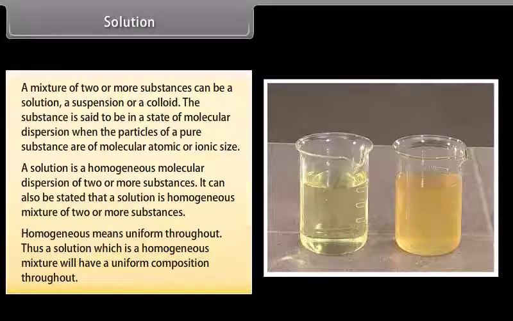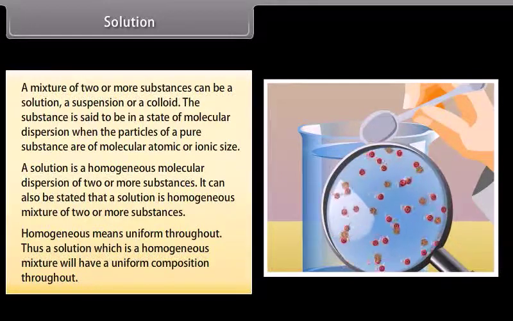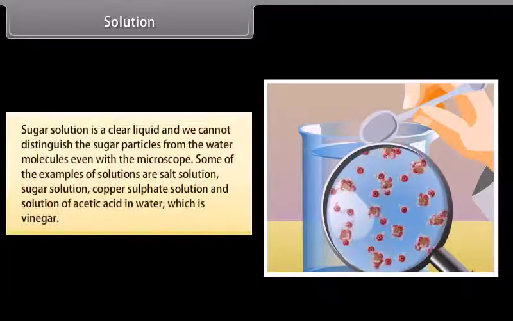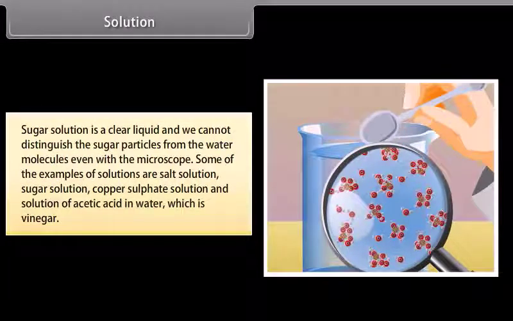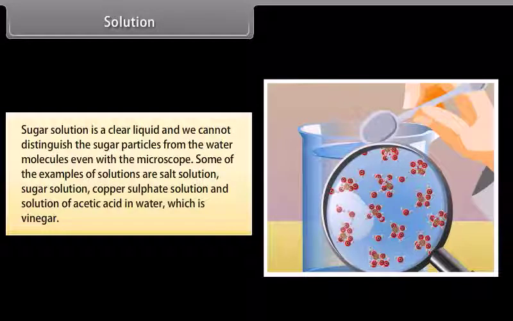Homogeneous means uniform throughout. Thus, a solution, which is a homogeneous mixture, will have a uniform composition throughout. Sugar solution is a clear liquid, and we cannot distinguish the sugar particles from the water molecules even with the microscope. Some examples of solutions are salt solution, sugar solution, copper sulfate solution, and solution of acetic acid in water, which is vinegar.